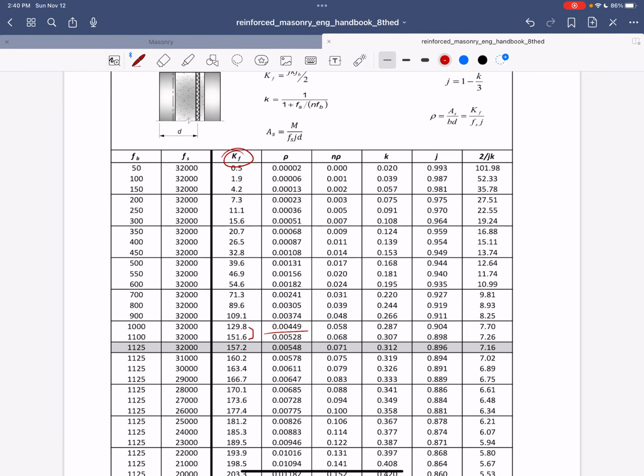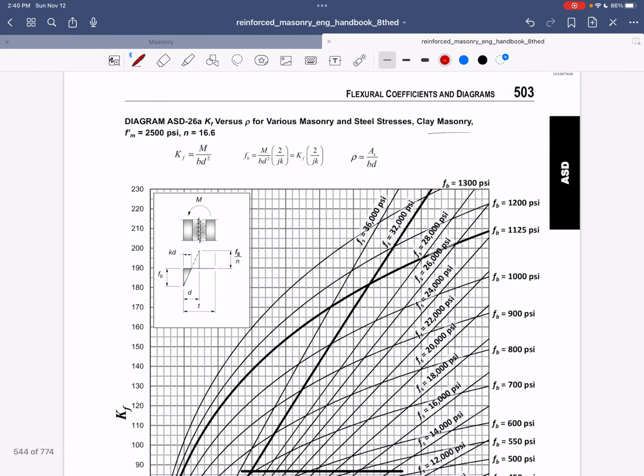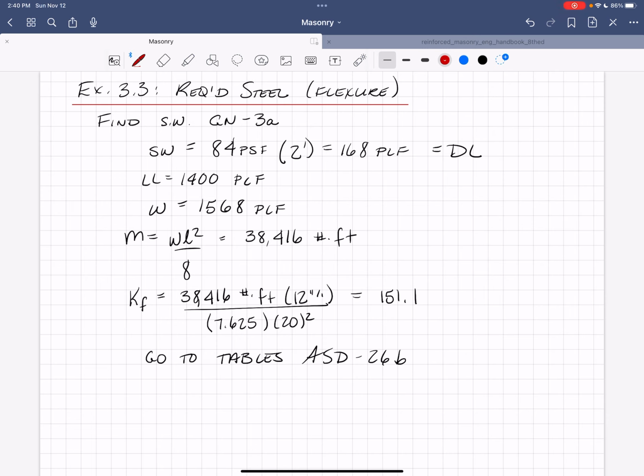So I can either try to pull that off the chart, or if I go in and interpolate this, I get real close. I get 0.00527. Pick whatever you want to do and try to get reasonably close. This is going to give me a rho on the tables of approximately 0.00527 required. So that's my required rho.